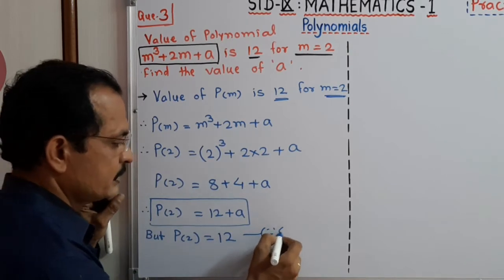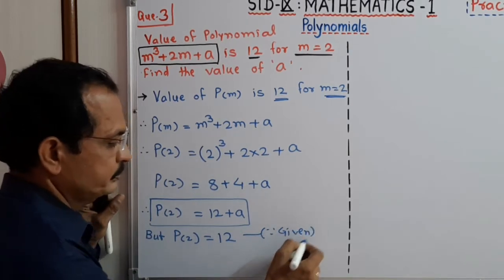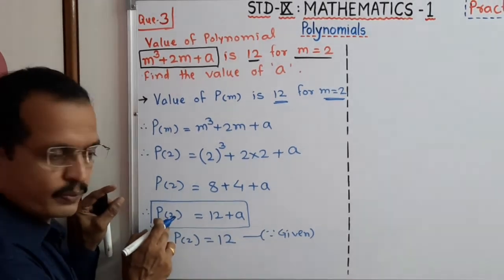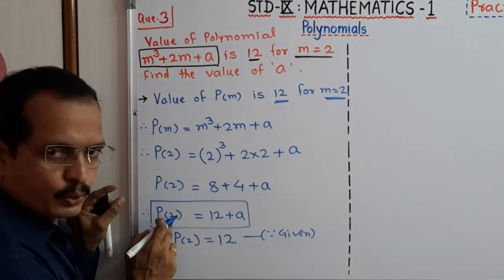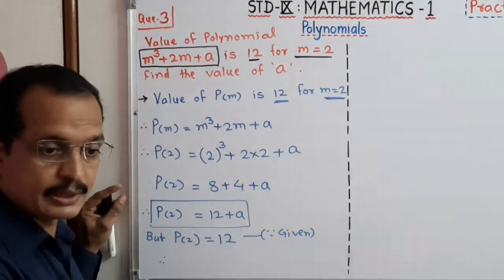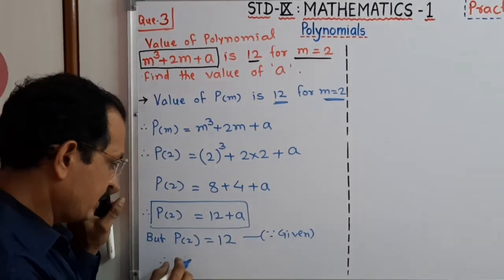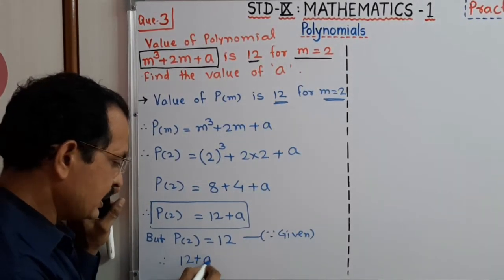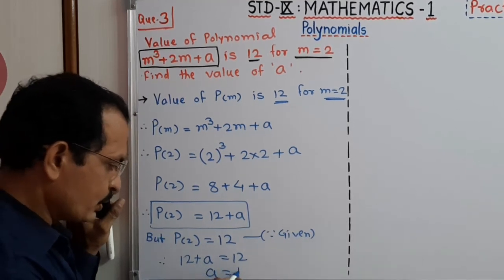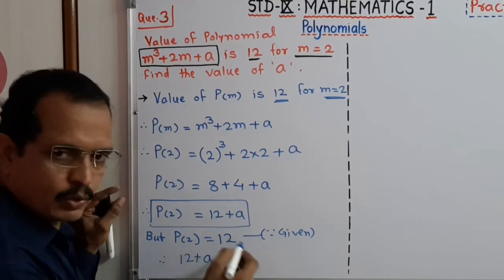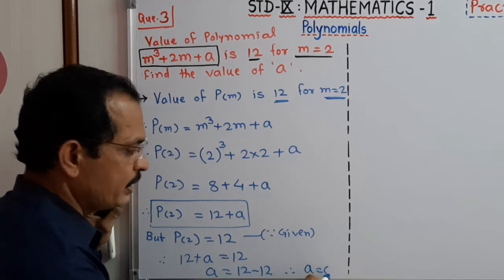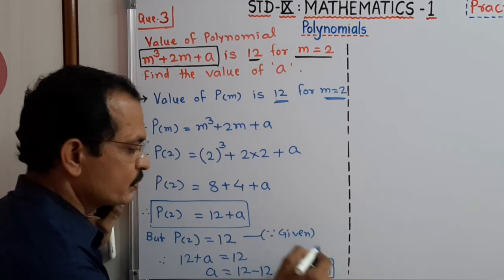It is given. Therefore this 12 and the value for P(2) that we have found, 12 plus a, both are the same. Therefore we can write 12 plus a is equal to 12. This 12 goes on that side, it is minus 12, and therefore we got here a is equal to 12 minus 12, it is 0.